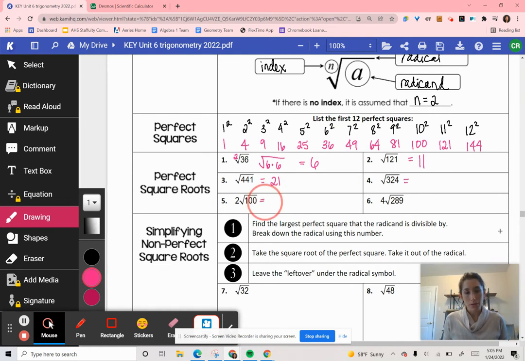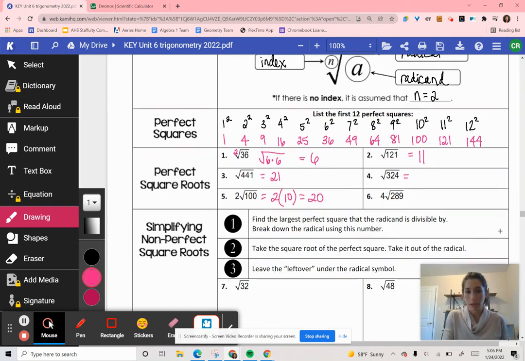And then with this one, you're going to have operations with perfect squares. Anytime you have a number in front of a radical, we want to simplify that. So really that's showing the multiplication of 2. Square root of 100 is 10. So we're going to do 2 times 10 for that, and that's going to be 20. And then I'll let you finish number 6 independently also.